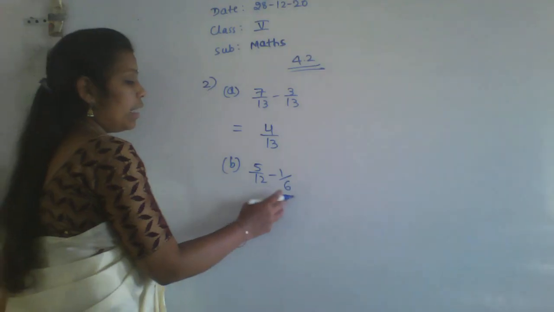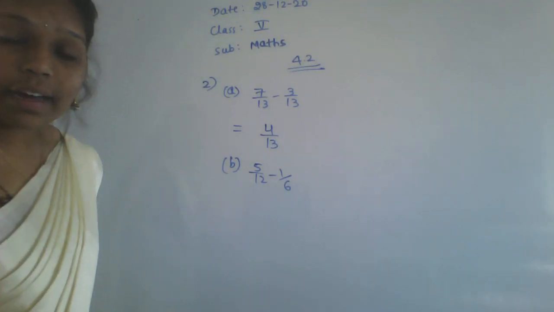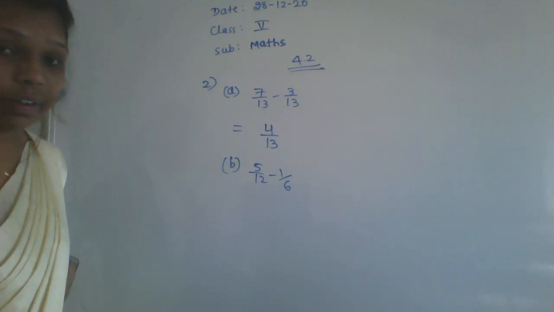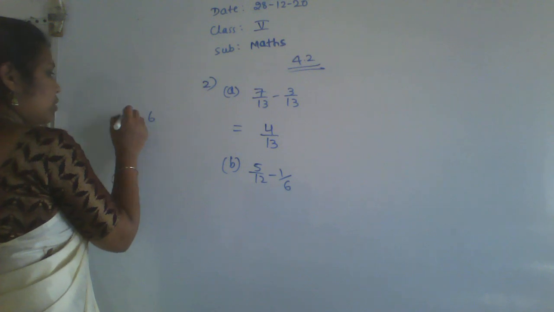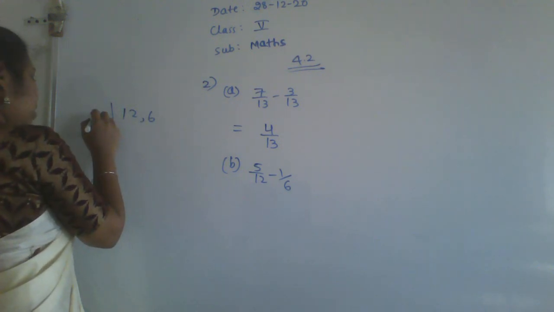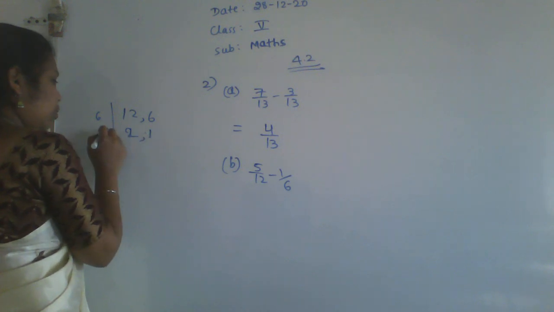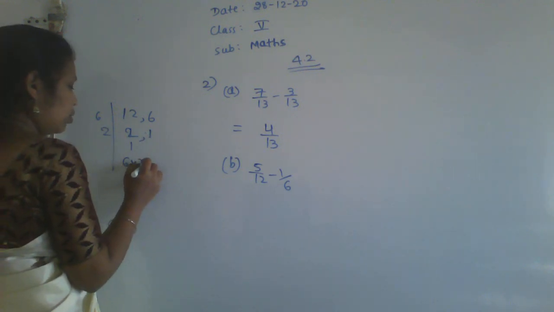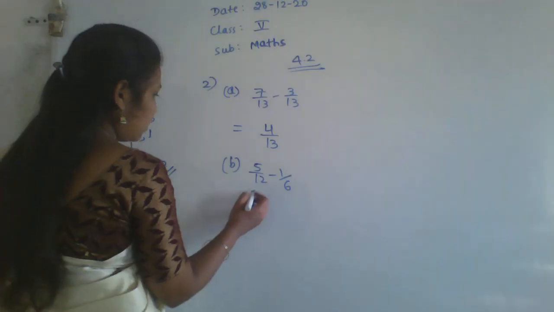Here the denominators are different, so we have to take an LCM. What is the LCM of 12 and 6? 6 ones are 6, 6 twos are 12. 6 into 2 is 12, right? So 12 is the LCM here.